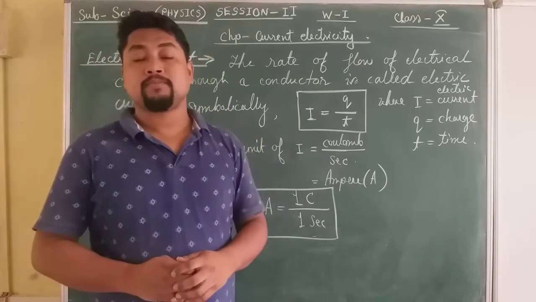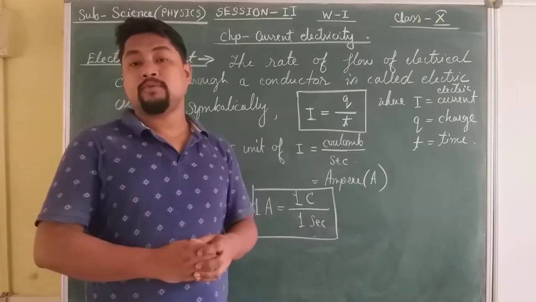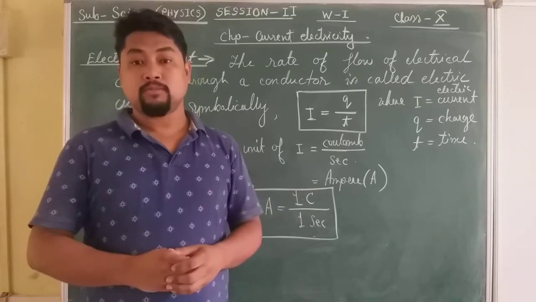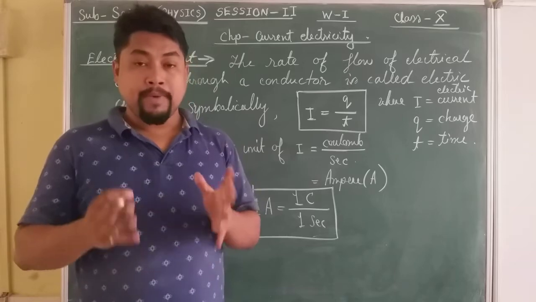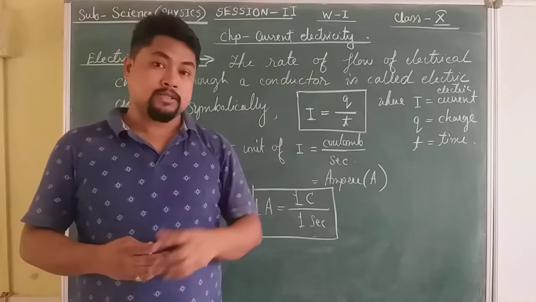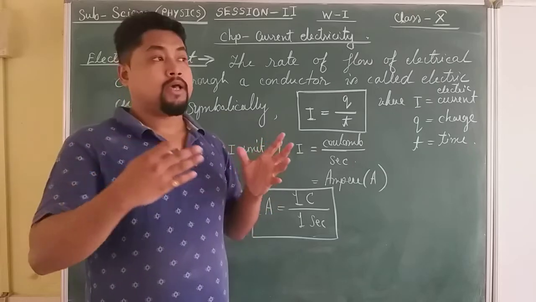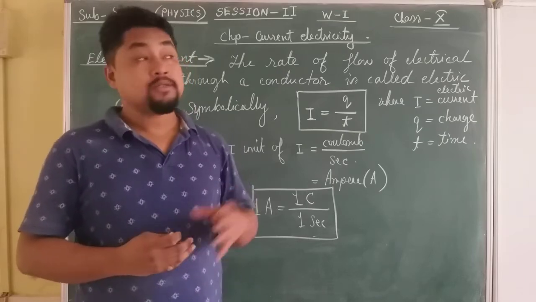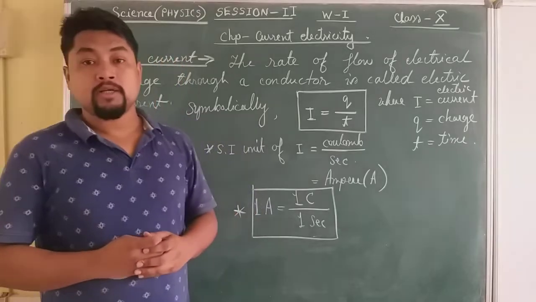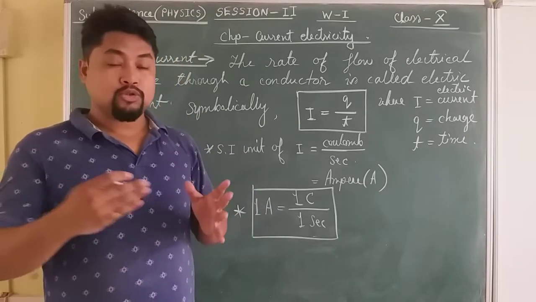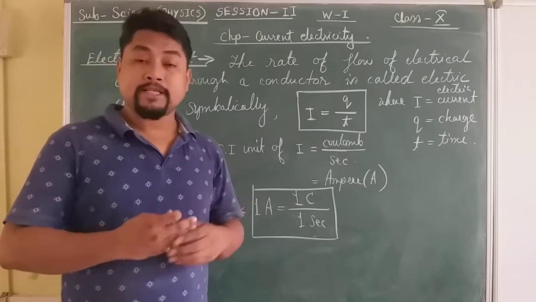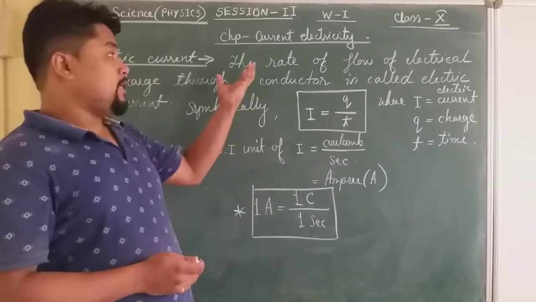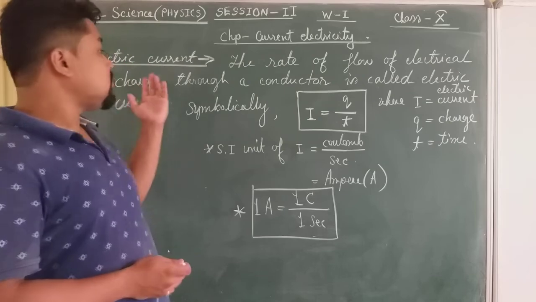So current means what? Current is basically the flow of anything. Water flows in the river, is that current? No, but the flow of electric charge through a conductor or in an electrical circuit is known as electric current, right? So the flow of charged particles through a conductor or in an electrical circuit is called electric current. The definition of electric current is the rate of flow of electrical charge through a conductor.